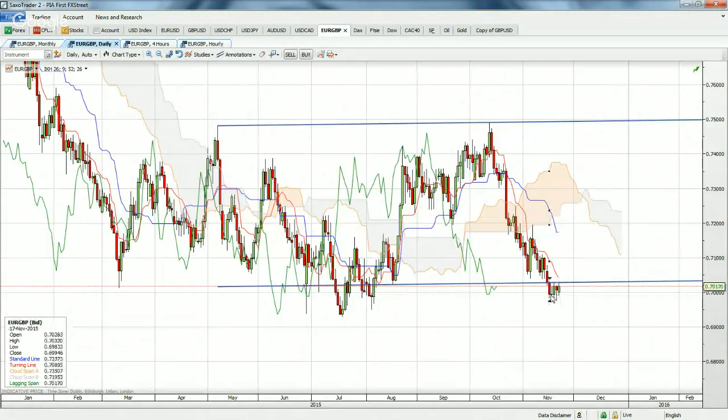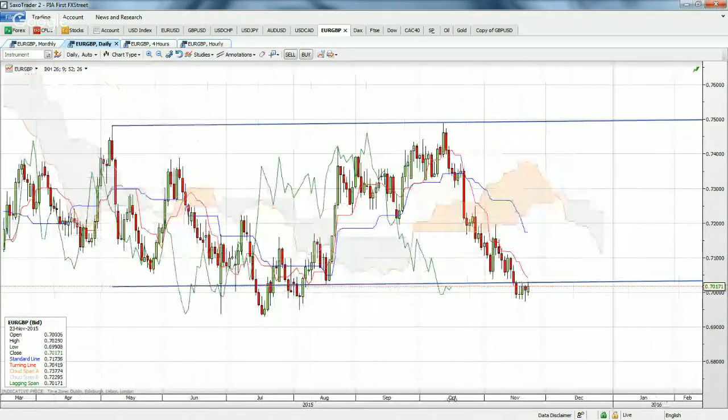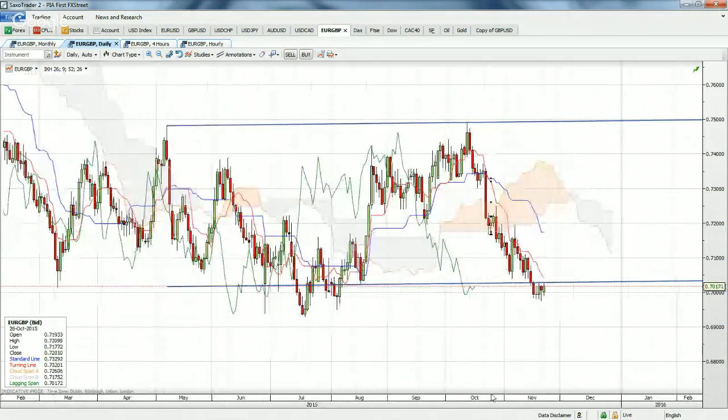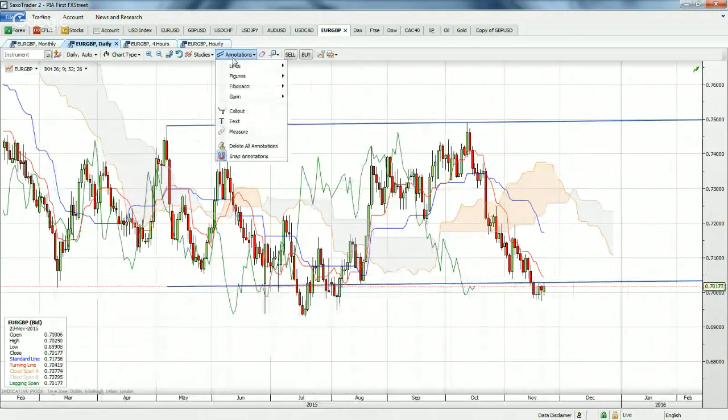So even though we're expecting a move to the upside, we're looking for that upside move to be corrective. But again, when we say corrective, it could be a corrective rally for a week, 2 weeks. So it could be quite a decent move to the upside.